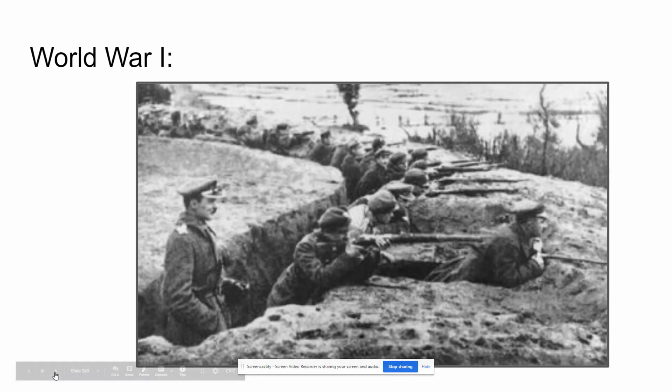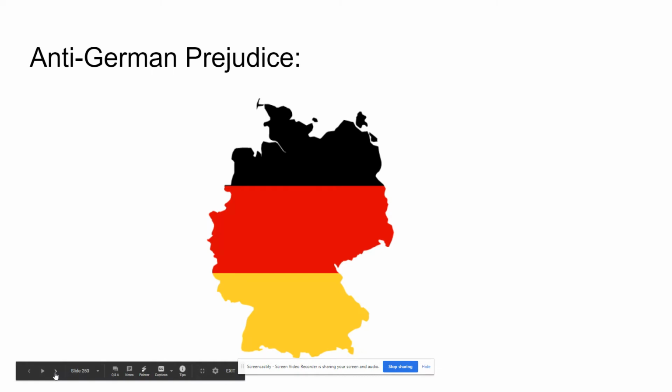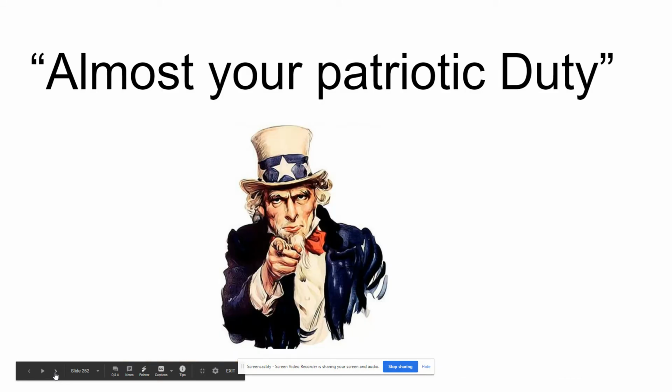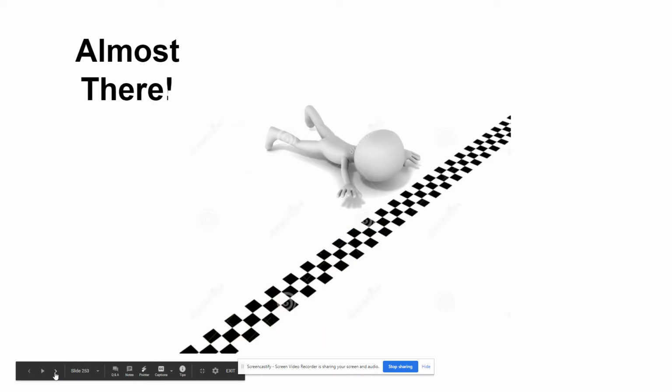World War I also created a huge amount of nativism, anti-German prejudice, because Germany was our enemy in the war. And Germany was the number 1 beer producer. If you found breweries in the United States or even bars, typically they were German bars, German breweries. So people associated drinking, particularly drinking beer, with Germans. And then therefore, it was, again, almost your patriotic duty to support prohibition, to go against the evil enemy that we were facing.